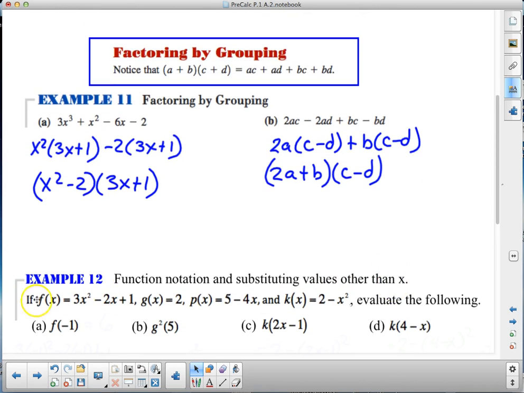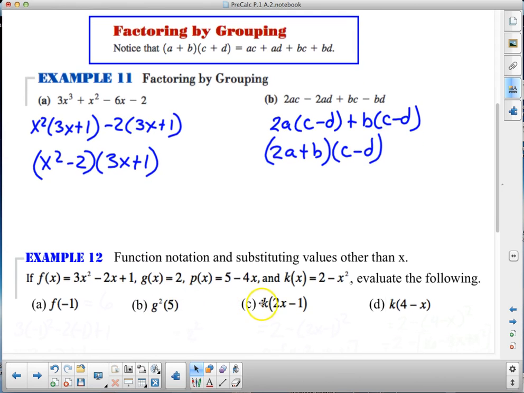All I really want you to do and recognize is we have f of x, g of x, p of x, and k of x up here. And I want to go f of negative 1. So I'm going to have you plug in negative 1 for x. G of 5 squared. Now this is kind of an interesting thing because g of anything is 2. So you got to be thinking about that. And I've got k times 2x minus 1. And here I've got 2x minus 1.